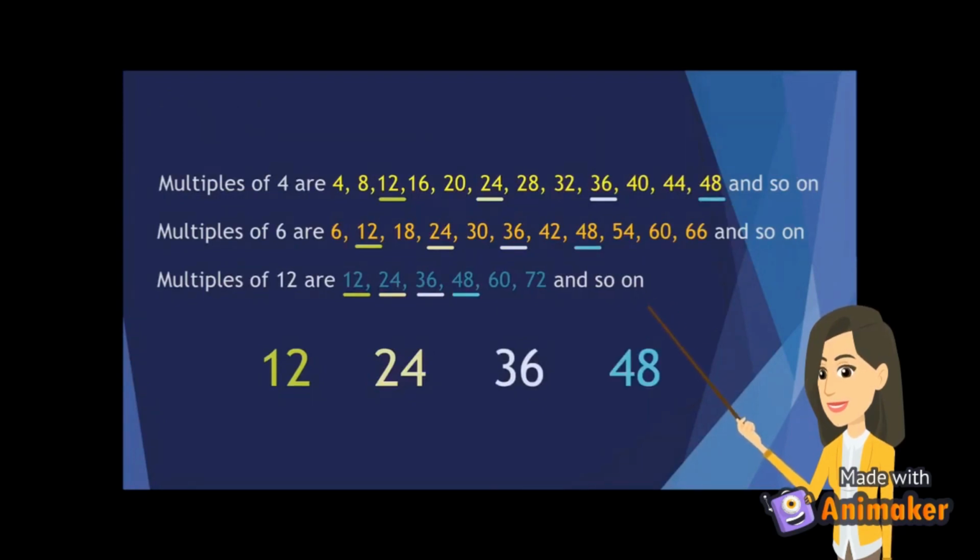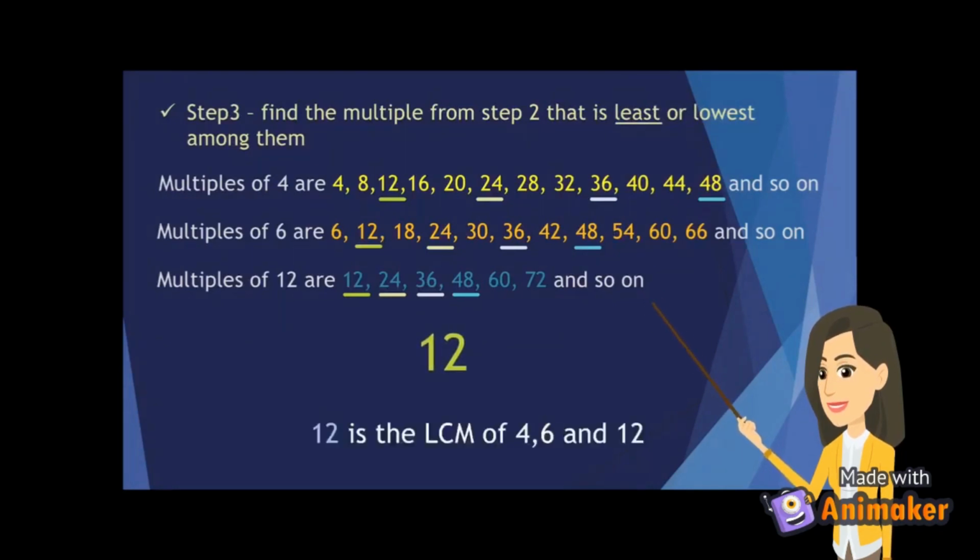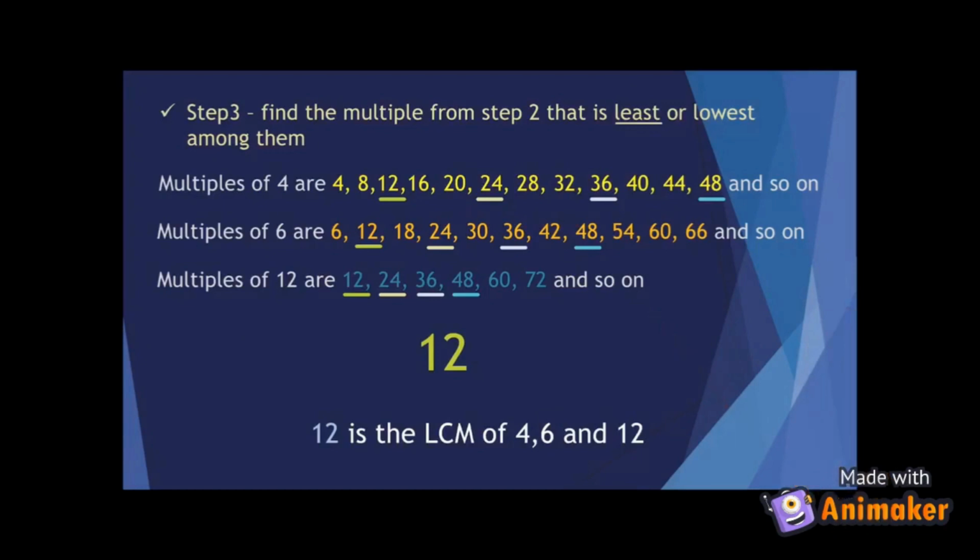Finally, step 3. We have to find the least among all these multiples that are in common between 4, 6 and 12. It's not 48, it's not 36, it's not 24. 12 is the least or the lowest among them. And so, 12 is the LCM of 4, 6 and 12. Got it?